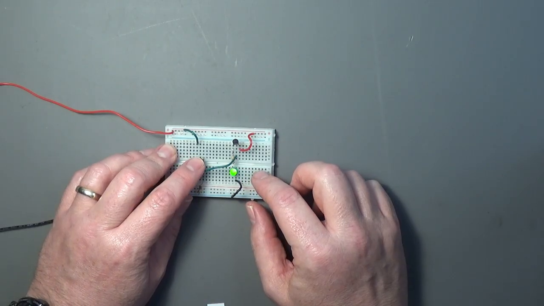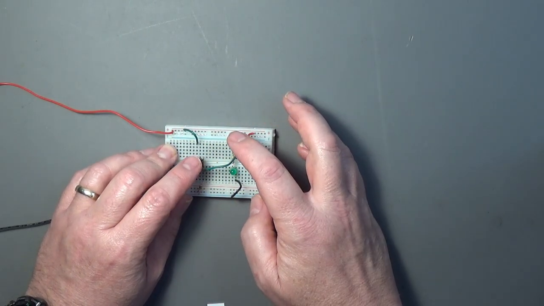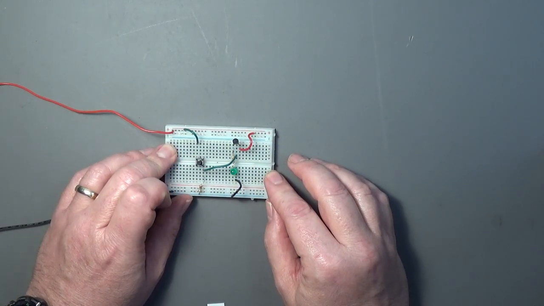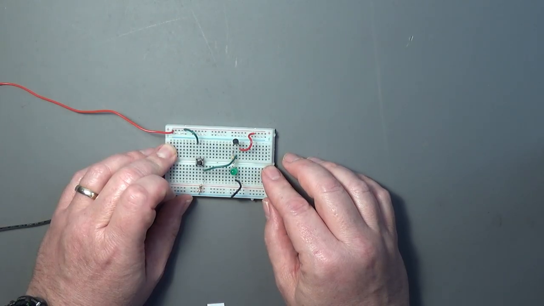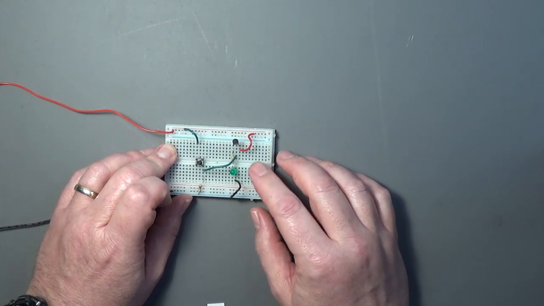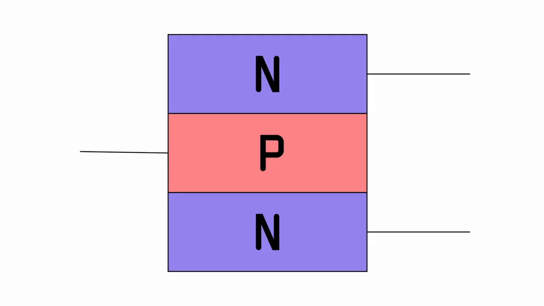So what happens is, when we're looking at conventional current, when we provide conventional current to the base, the NPN transistor turns on. And when we take the conventional current away, the transistor turns off. So this is showing the switching aspect of a transistor. So let's take a look and see what was happening with our NPN transistor.